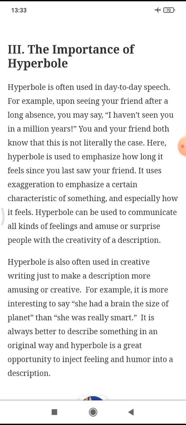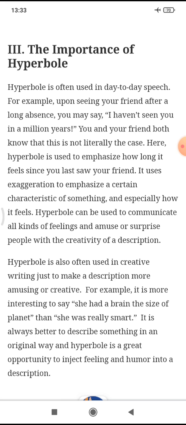It uses exaggeration to emphasize a certain characteristic of something and especially how it feels. Hyperbole can be used to communicate all kinds of feelings and amuse or surprise people with the creativity of a description. Hyperbole is often used in creative writing just to make a description more amusing or creative.